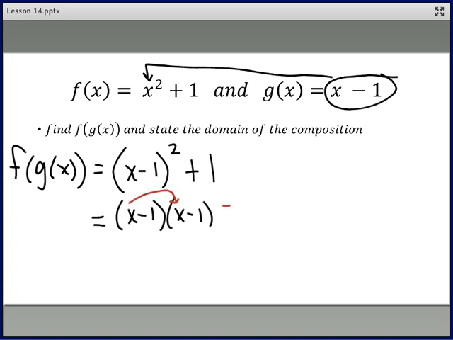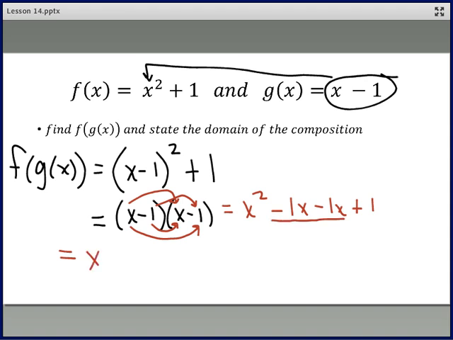x minus 1 times x minus 1. Use FOIL. So first, x times x is x squared. Outer, x times negative 1 is negative 1x. Inner, negative 1 times x is negative 1x.